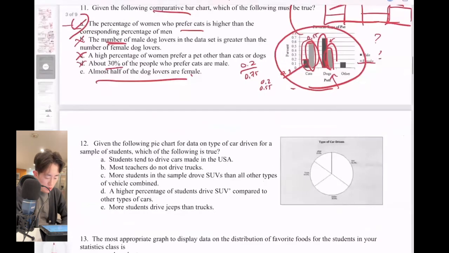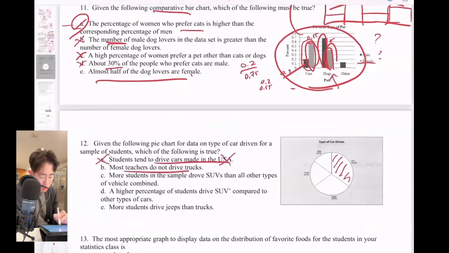All right, given the following pie chart on the type of car, SUV seems like the most one. Students tend to drive cars made in USA? Never talking about the country in this pie chart. Most teachers? Not talking about teachers either, because we're talking about students in the question. More students in the sample?